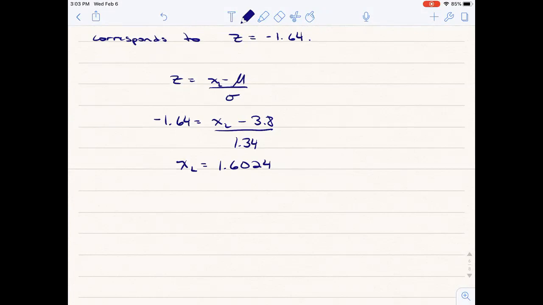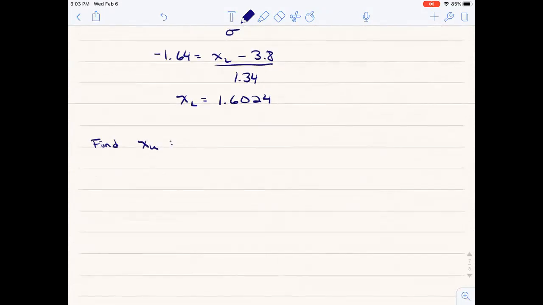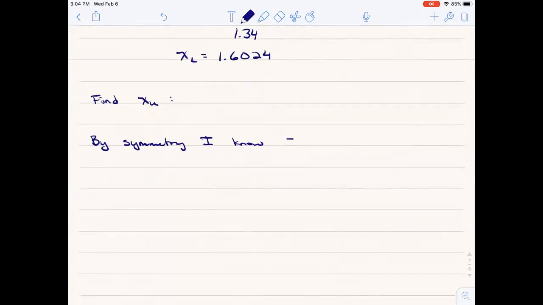Now we have to find the upper bound. So now find X upper. Here's where you could either go ahead and find 0.95 in the table entries, find the value closest to it, but what you'll notice is that it's going to be 1.64 or 1.65 depending on which you choose. Okay? So by symmetry, I know Z is 1.64 on the upper bound.